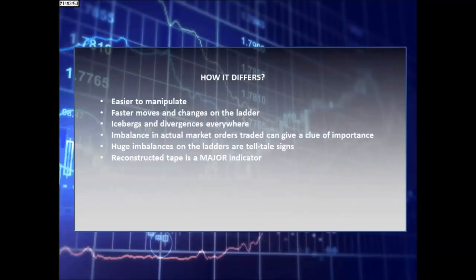It gives you a good clue that someone is protecting this high from going higher. So there is probably a stop order there or some kind of interest. It gives you a clue this price level is important, and we want to trade important prices, but about this a little bit later. Huge imbalances on the ladder are telltale signs. Basically, this is one of the two most important indications that I use.